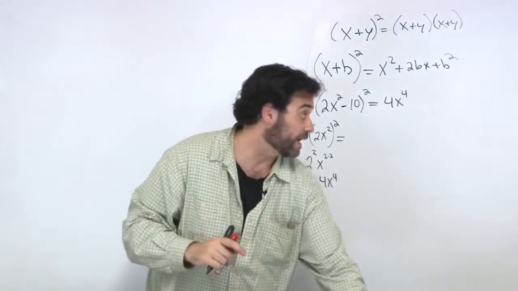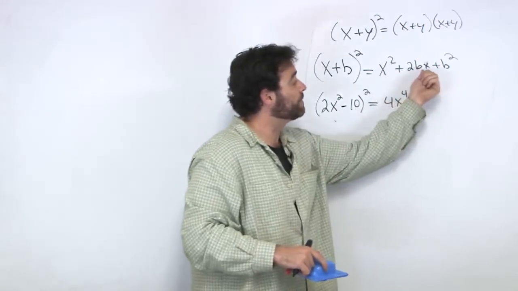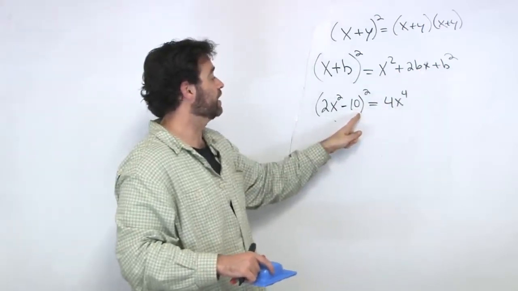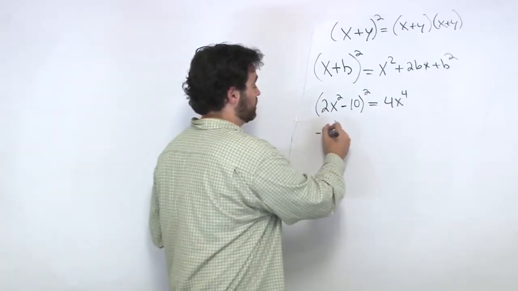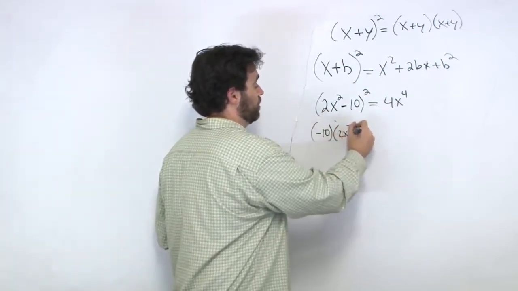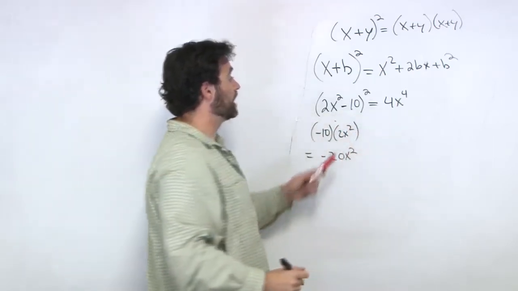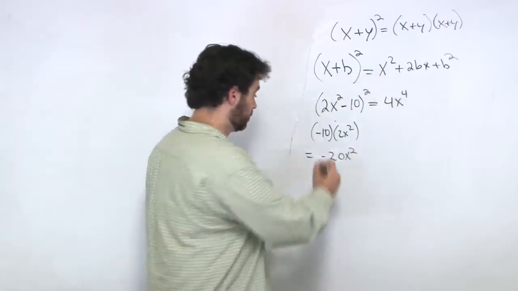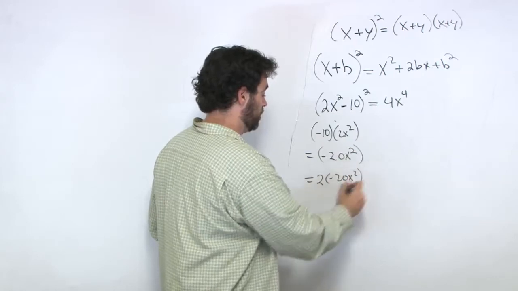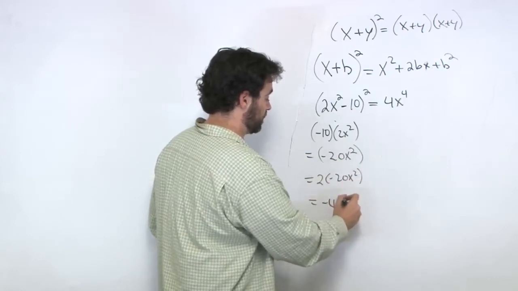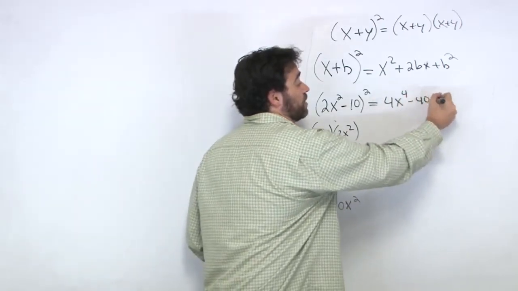Okay? Not too bad. So this is just from the formula. Then that next thing says I'm going to multiply b times x, or negative 10 times 2x squared. What does that equal? That gives us negative 20x squared. But then it says to multiply it by 2. So 2 times negative 20x squared is going to give us negative 40x squared. That's our middle term.